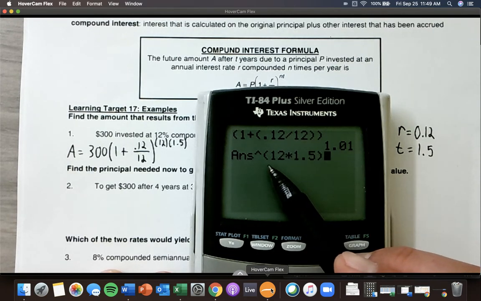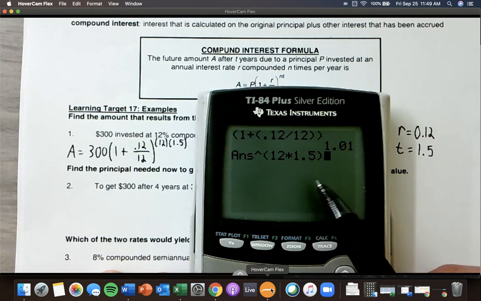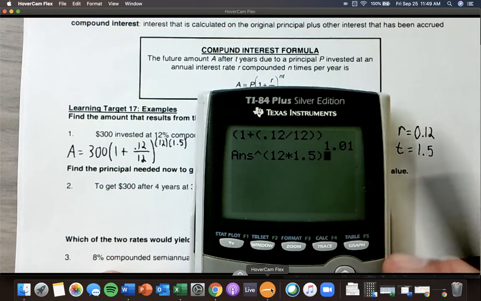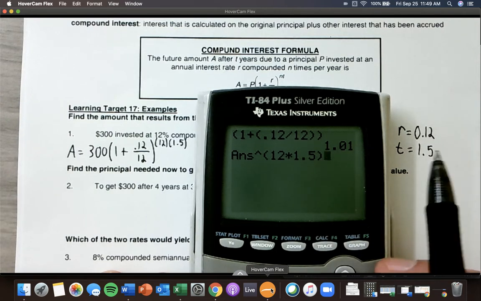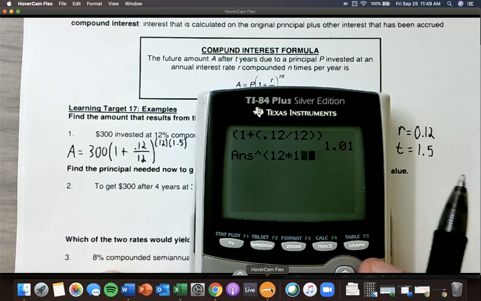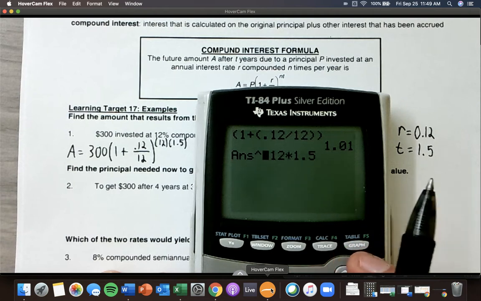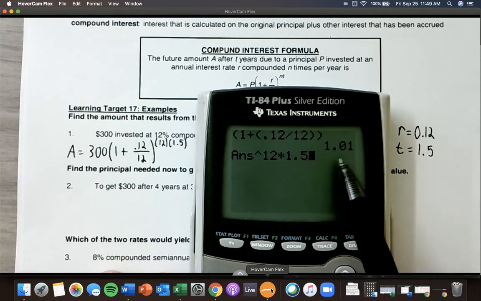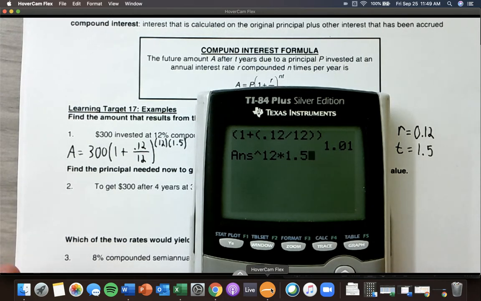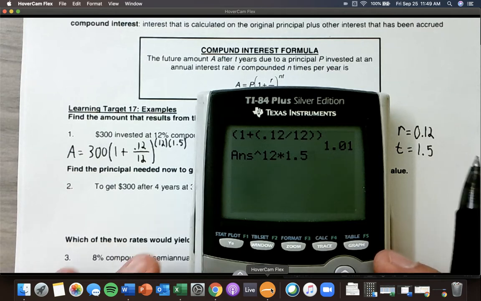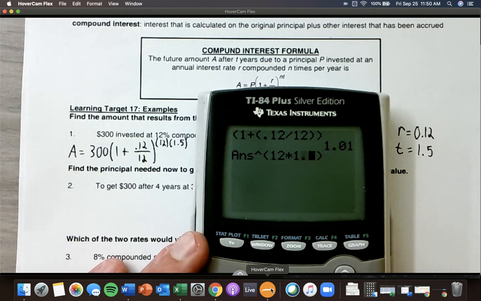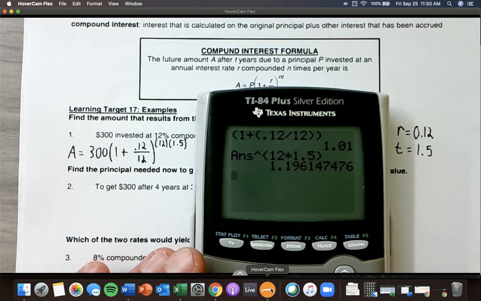Notice how I'm putting parentheses around this 12 times 1.5. What that's saying is that this 1.01 is being raised by 12 times 1.5. If I didn't put the parentheses, and I can even show you guys, if I just did this, this would be 1.01 raised to the 12, and then after you do that, it would multiply whatever that answer is by 1.5. But that's not what we're looking for, right? We have to make sure we put parentheses around it so that our calculator knows what we're doing.